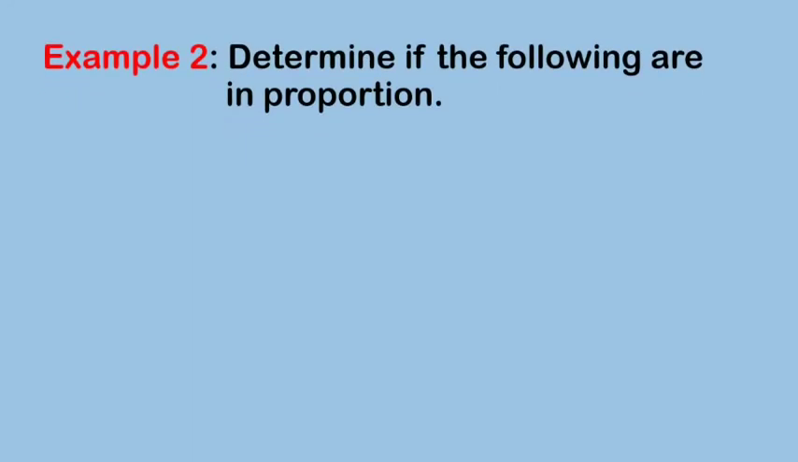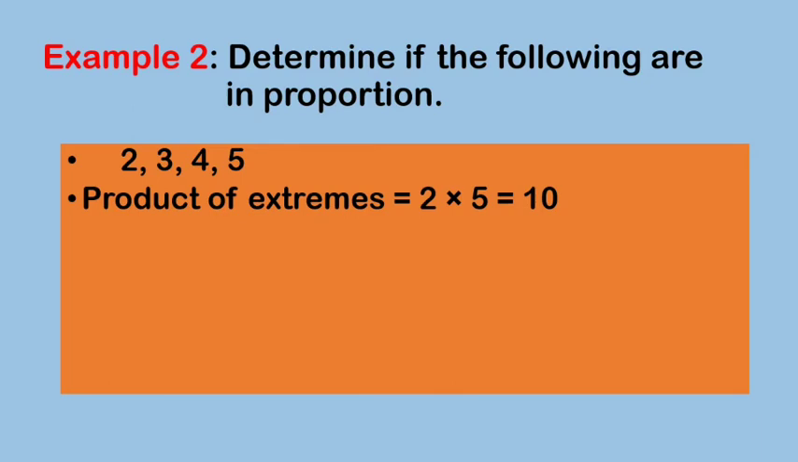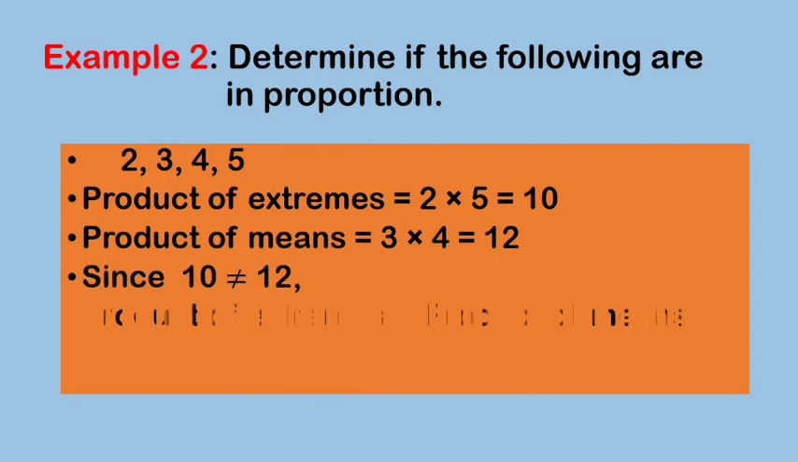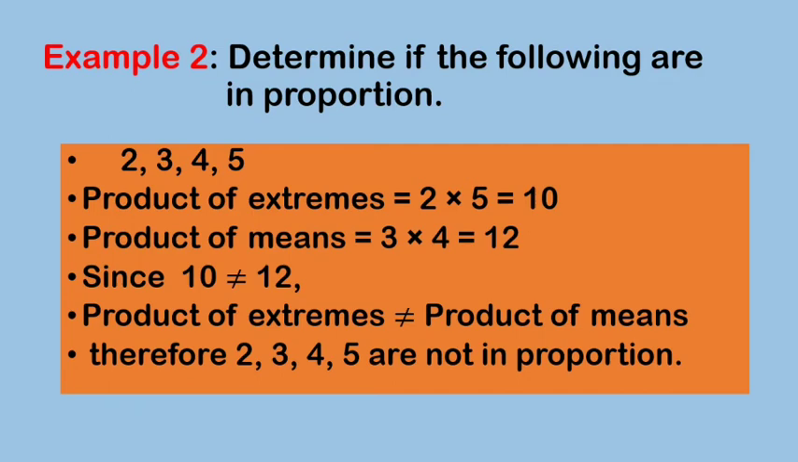Let's take another example. 2, 3, 4 and 5. So product of extremes equals 2 into 5, which equals 10. And product of means equals 3 into 4, which equals 12. Since 10 is not equal to 12, the product of extremes is not equal to the product of means. So therefore 2, 3, 4 and 5 are not in proportion.